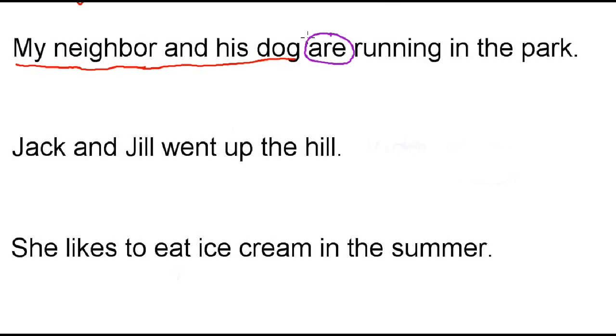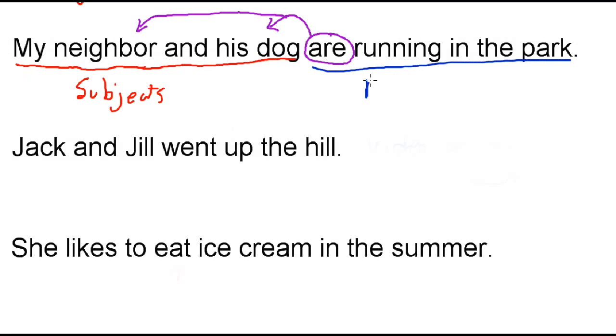Are is talking about his dog and my neighbor, correct? My neighbor and his dog are. So this whole thing, my neighbor and his dog, those are the subjects in this sentence. Now we have are running in the park, which is saying something about my neighbor and his dog, correct? So are running in the park is the predicate.